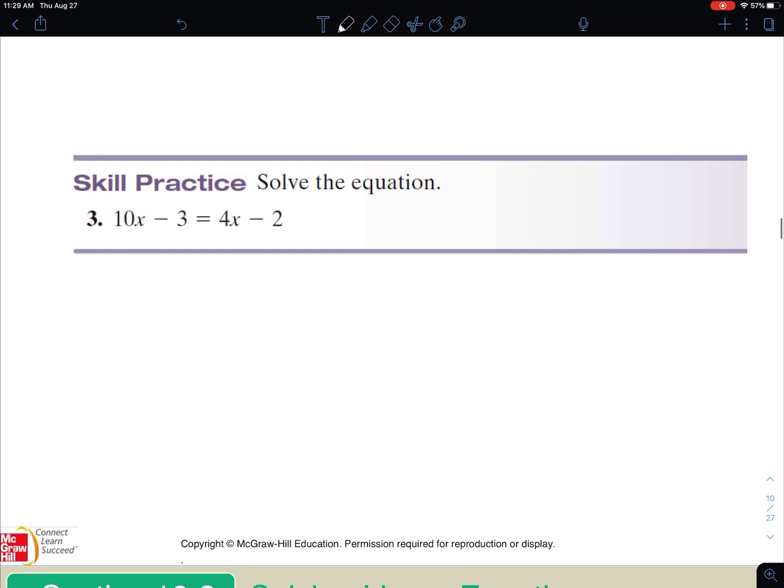All right, here's another example. I'm going to go ahead and subtract the 4x from both sides. The reason I do the smaller one is because I should end up with a positive if my larger coefficient is a positive. So this is going to be 6x minus 3 is equal to negative 2. I'm going to add the 3 to both sides. So I get 6x is equal to 1. I divide both sides by 6, and I get x is equal to 1/6.